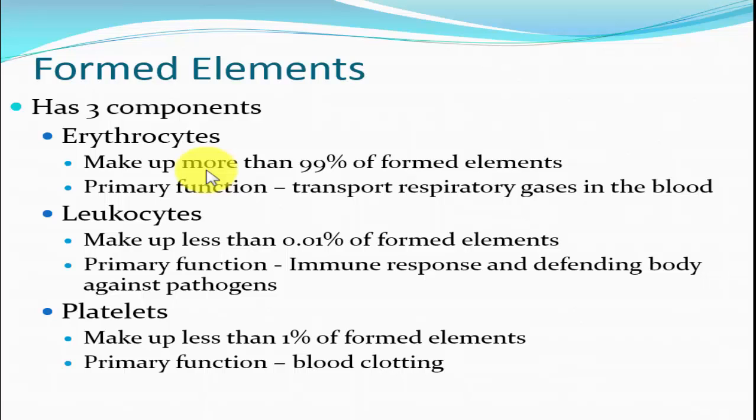Leukocytes are the other formed element, and these make up less than 0.1%. As I said before, these are your immune response, defending the body against pathogens, disease, and infiltrators. These would be like your eosinophils and your basophils. Your platelets make up less than 1% of formed elements, and their primary function is blood clotting. Platelets are kind of like the sticky things that stick together within that formed element for a blood clot to occur.